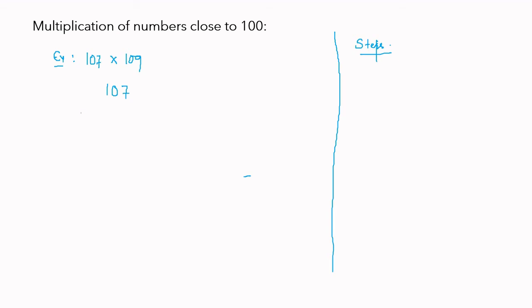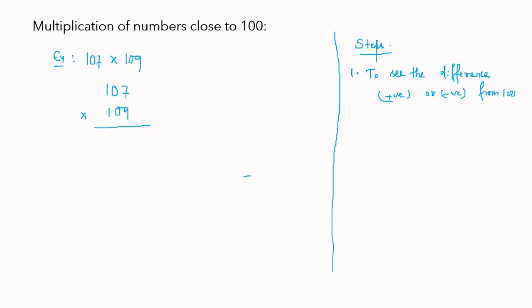I'll just write in the steps. The first step will be to see the difference, positive or negative, from 100. Okay, I'll do the first step for you guys.